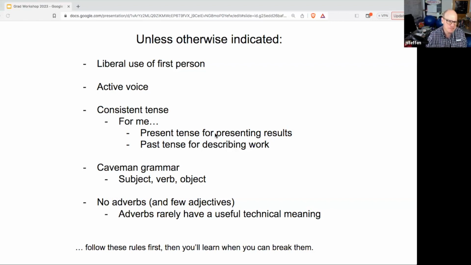Because I use passive voice occasionally. I do use non-caveman grammar occasionally. But in general, when I'm editing my material, I'll go back and I'll put it in this form because in general, it works more often than not to switch to this structure or this kind of grammar.